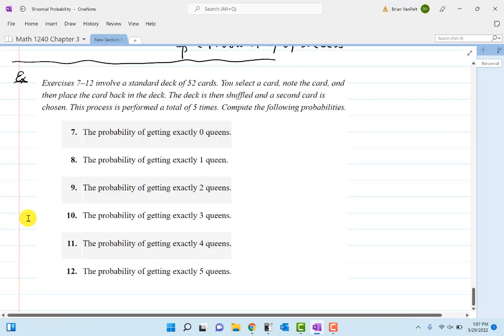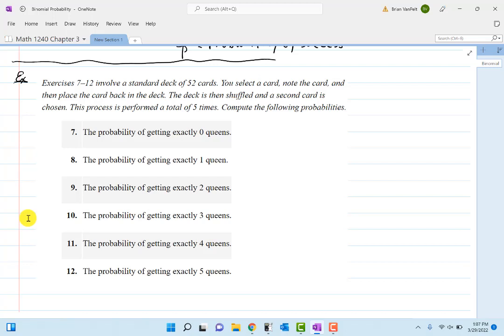All right, here I want to do a few of the problems from the textbook. I'll do the even numbered ones here. You're selecting a card and you look at it and you put it back in the deck. The deck is shuffled and you pick the card again. The process is performed a total of 5 times, each time you're shuffling in between. So what we have here are 5 independent trials since you're putting the card back and shuffling again. Now we're talking about the probability of getting various numbers of queens in all of this.